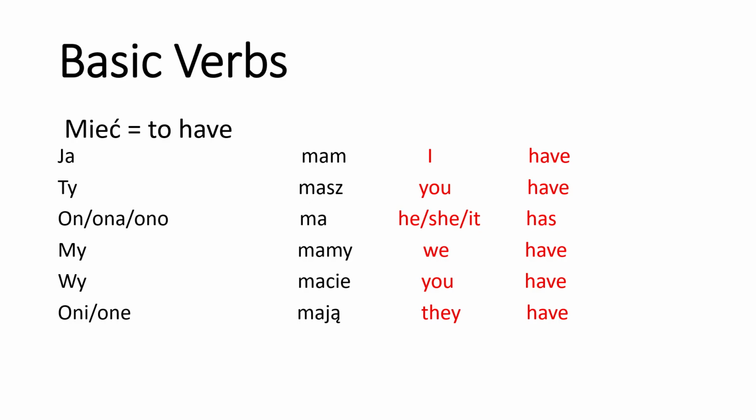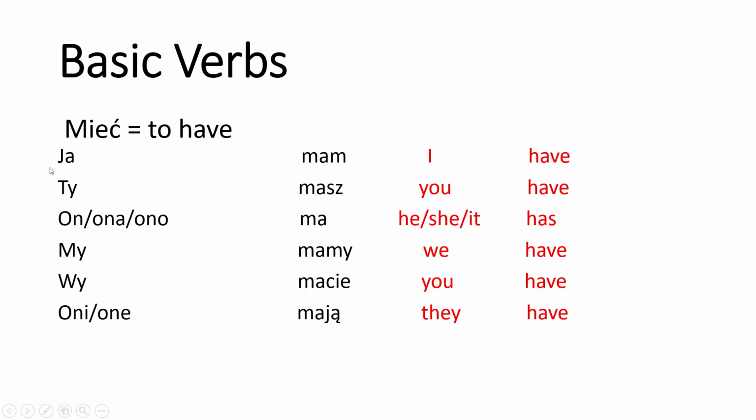The verb to have, it's mieć. Okay? So this one also changes from the infinitive verb, from the basic verb. The form changes and becomes mam. Masz, ma, mamy, macie, mają. But it's easy.